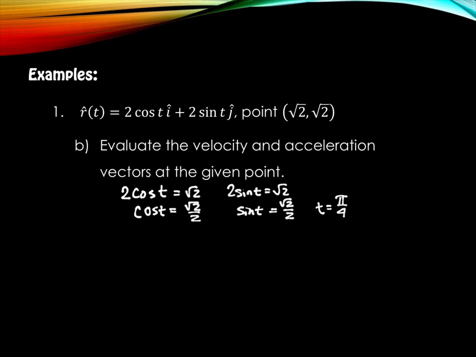If that weren't the case, then we would have to list out whatever the t values are that would work, and we would look for one that coincides. So this value, pi over 4, will work.